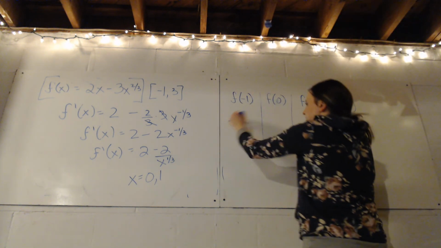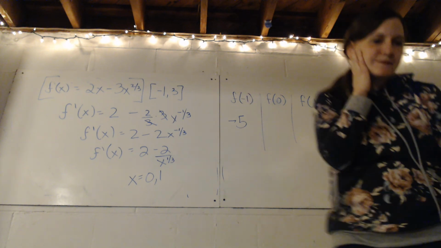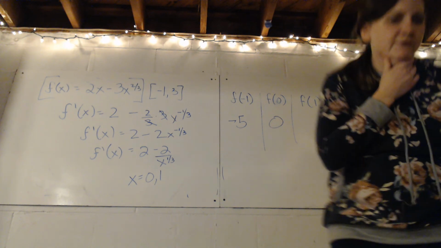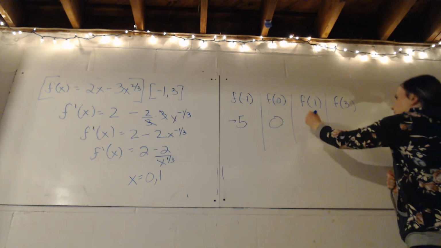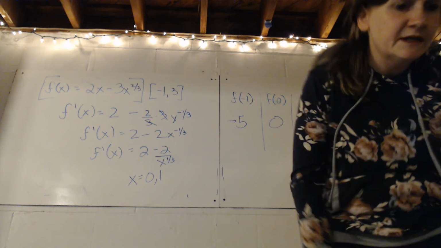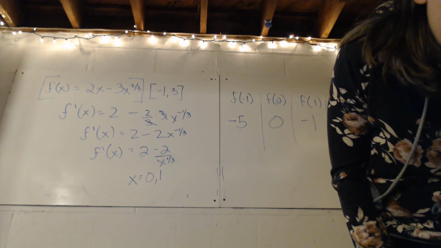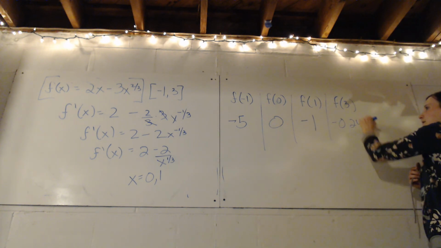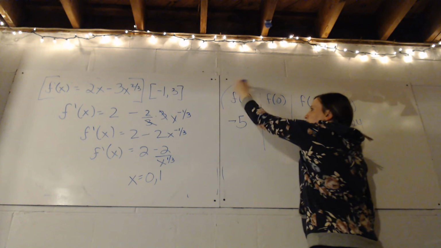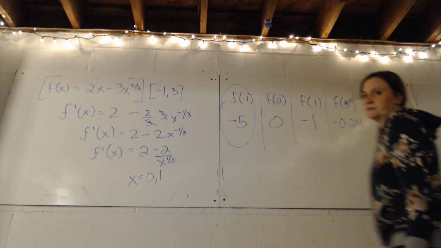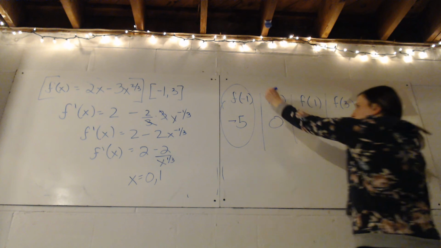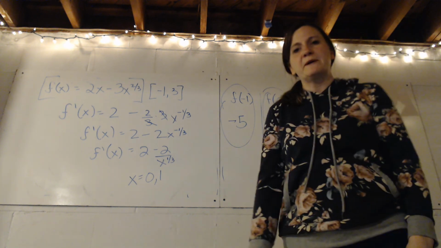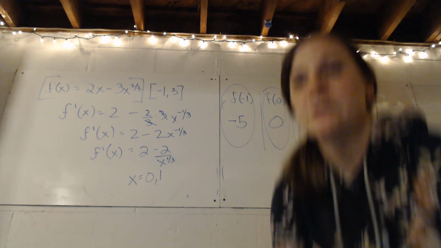f of -1 is -5 if you plug and chug. f of 0 is 0. f of 1 is -1. And f at 3 is approximately, I would put it in my calculator to get it in decimal form, -0.24. And so when we do this, we see that we have a minimum value of f equal to -1, and a maximum value of f equal to 0. And you can always check yourself by graphing the function just to make sure that your values are correct.